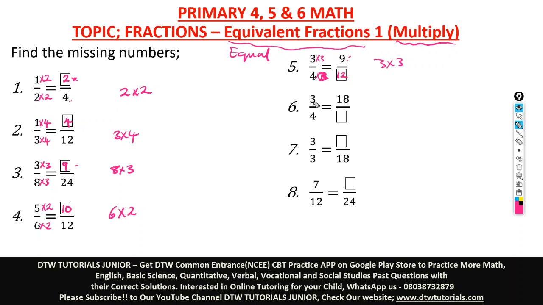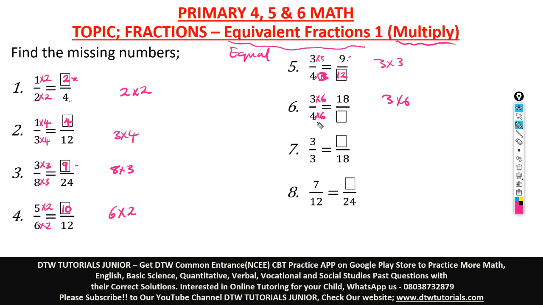Now look at this. You have 3 here. Our known is the bottom. We know the top number here. 3 increased to 18. So what times 3 gives you 18? Do you remember? 3 times 6 gives you 18. So 3 times 6 gives you 18. So whatever you do to the top, you must do to the bottom.